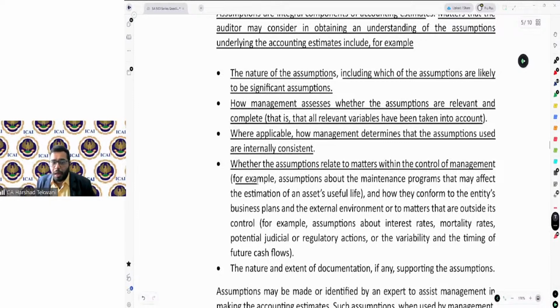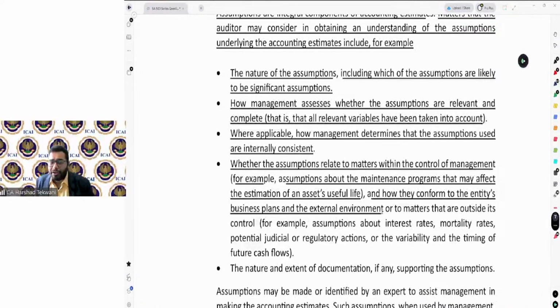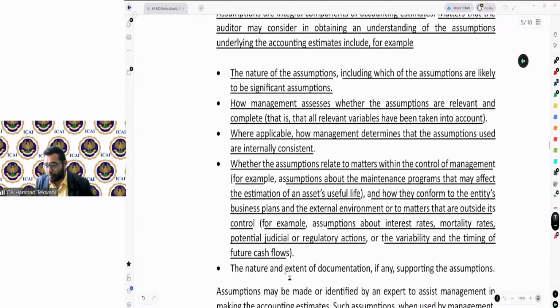For example, assumptions about the maintenance programs that may affect the estimation of asset useful life. In this case, assumptions can be like the price they can fetch, and how they conform to the entity's business plan and external environment, or matters that are outside its control. For example, assumptions about interest rates, mortality rates, or potential judicial or regulatory actions, or variability and the timing of future cash flows. The nature and extent of the documentation, if any, supporting the assumptions.